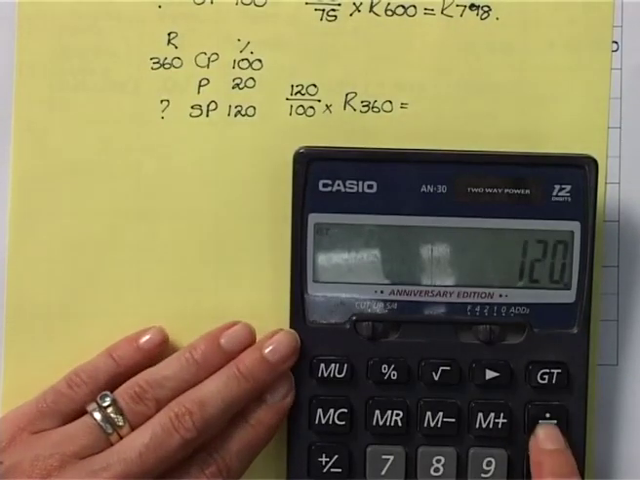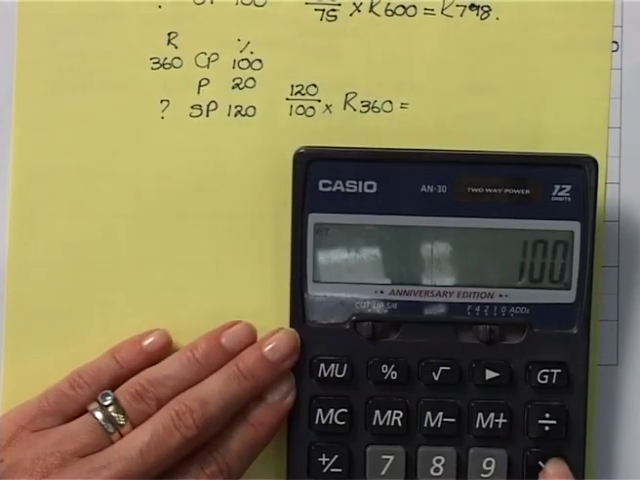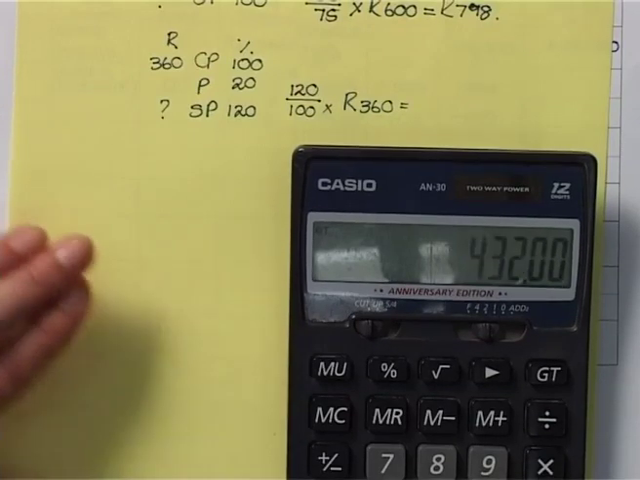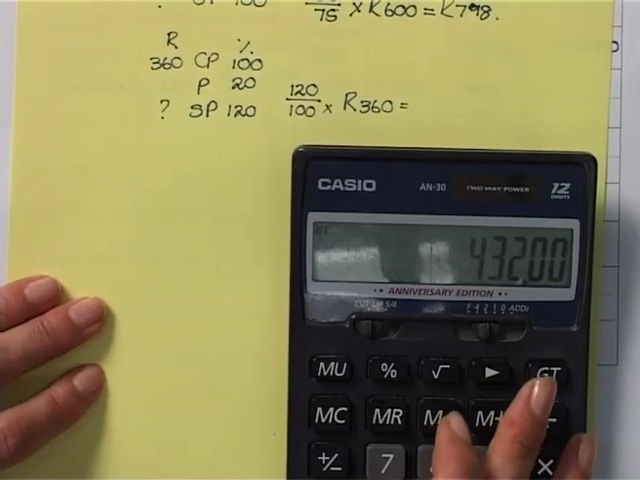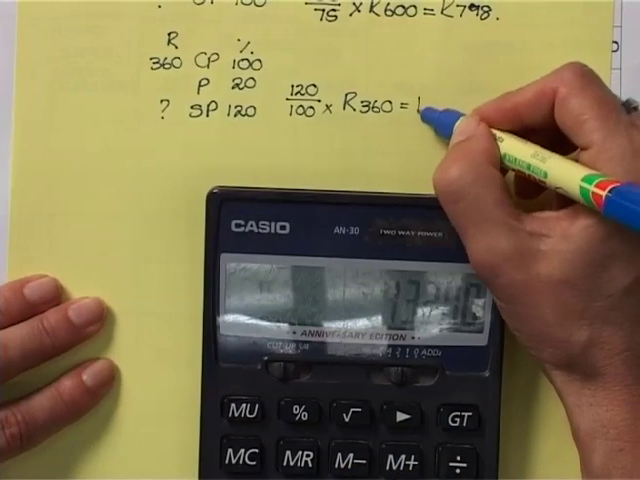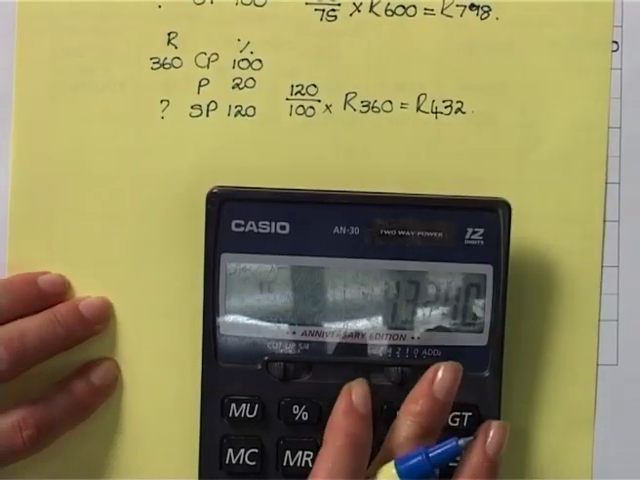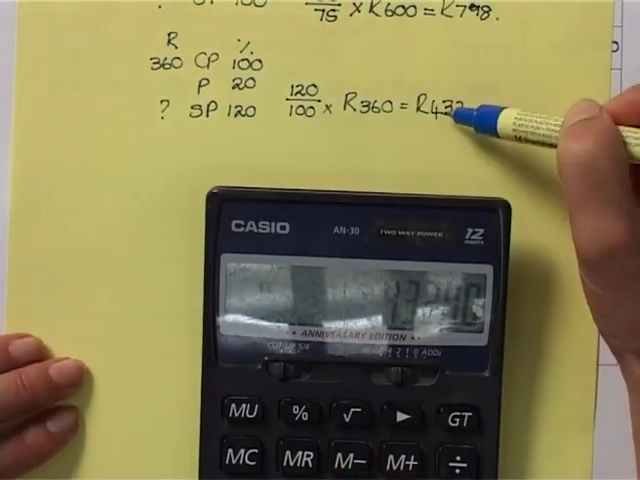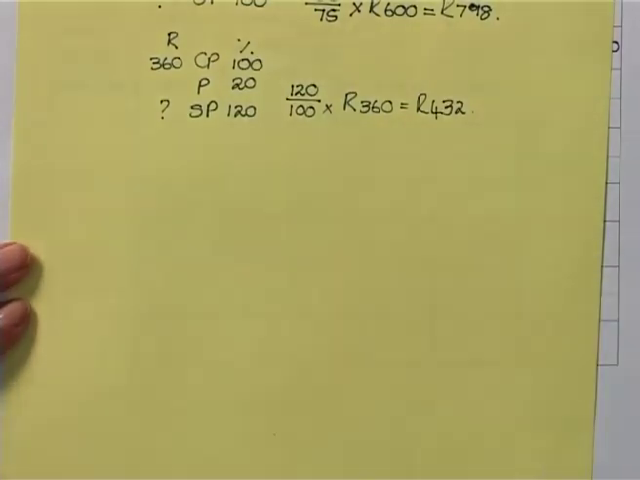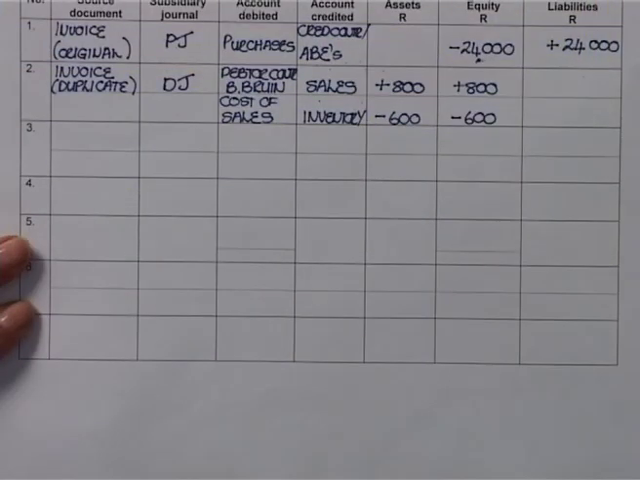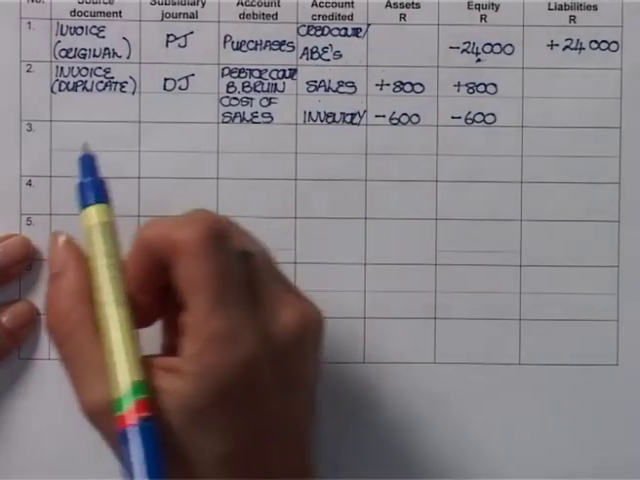So we have 120 divided by 100 times the 360 Rand, and that will give us our 432 Rand selling price, which we can now include cost price and selling price. 2 separate sets of debits and credits, one for the selling price and one for the cost price.